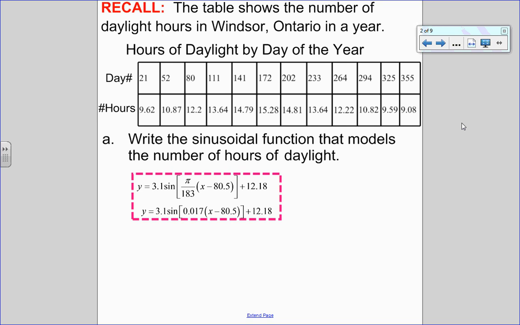In this graph we had day number and hour number, and we went through that process of finding A, B, C, and D. We ended up getting this equation here, 3.1 sine pi over 183 x minus 80.5 plus 12.8. I just put the pi over 183 as a decimal because my calculators are going to use decimals, so I just want to be able to compare it. So this was the equation that we got.